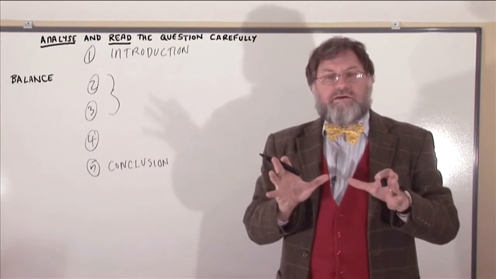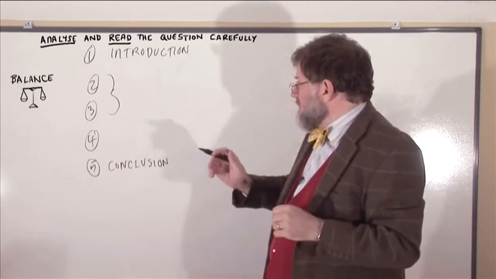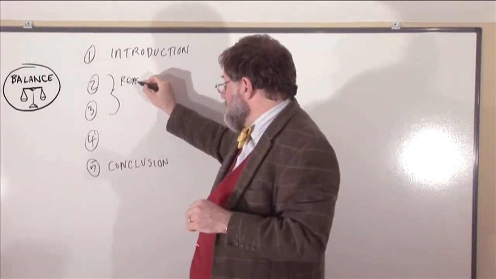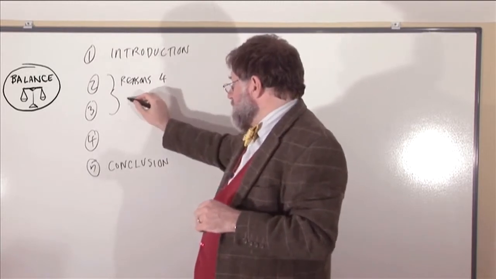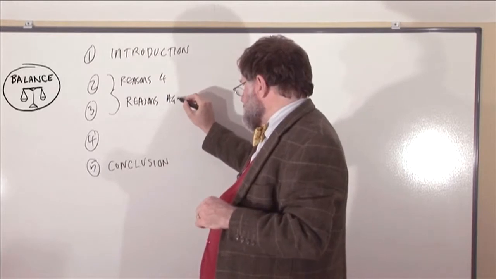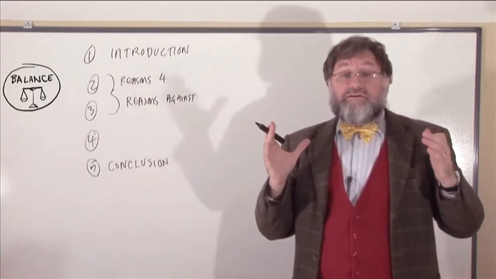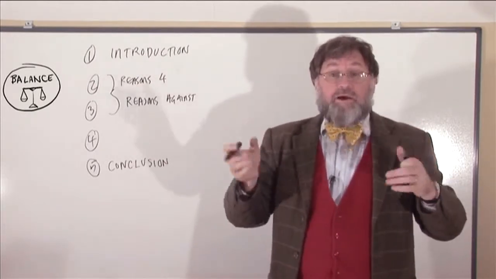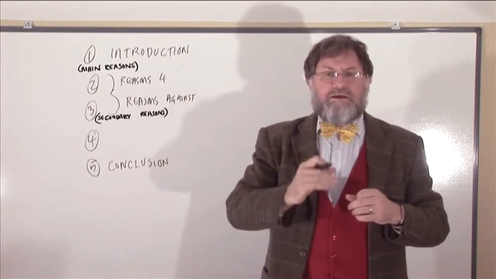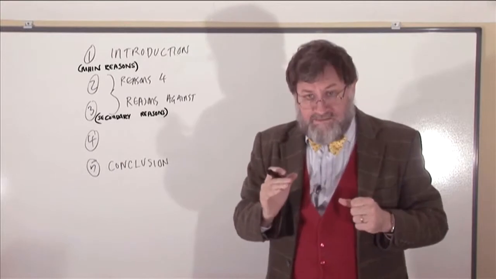These paragraphs need to establish that everything is balanced. So, for example, in an argumentative essay, maybe paragraph 2 would be the reasons for the proposition, and paragraph 3 would be the reasons against the proposition. But there's a certain leeway here. Maybe paragraph 2 would be your main reasons for and your main reasons against, and paragraph 3 would be your subsidiary reasons for and against.